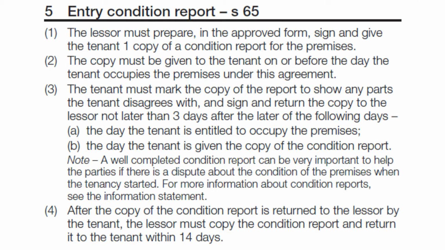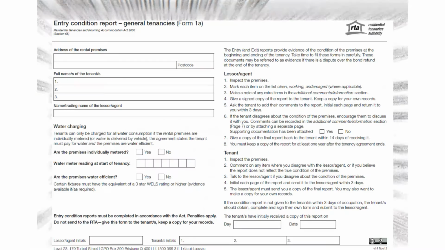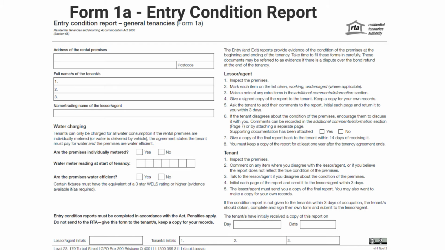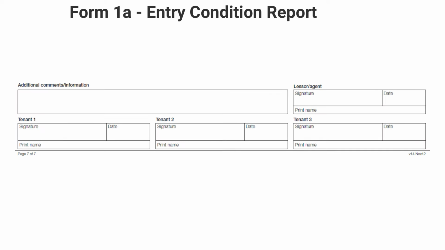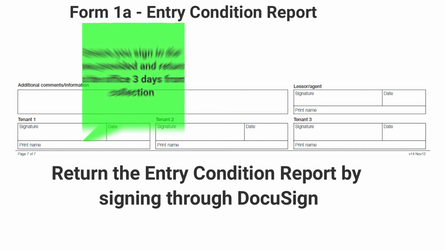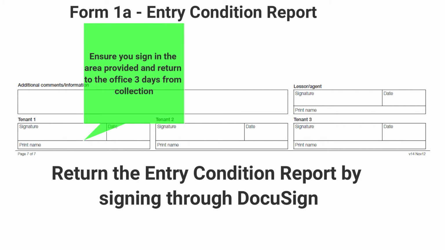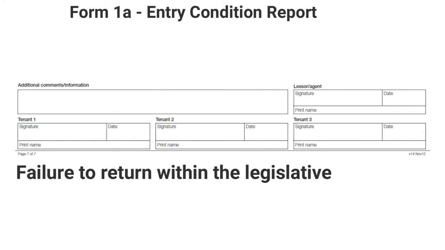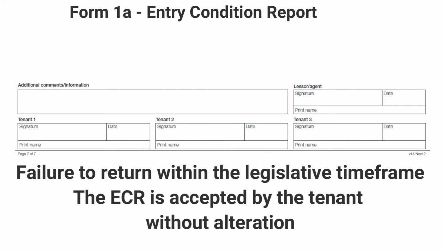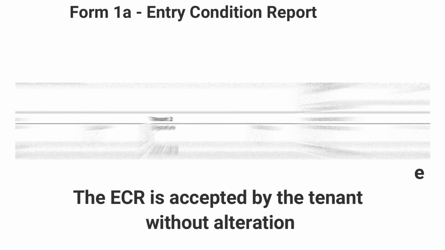Standard term 5 references the entry condition report provided to you on the day the tenancy commences. This important document is then utilised at the end of the tenancy to determine your bond refund. Please review your ECR in full and make notes of any damage or discrepancies. Sign the document and return to the agency. You have 3 days after moving into the property to return the signed ECR to the agency with any changes and alterations. If this deadline passes, the ECR is taken to be accepted by the tenant without alteration.